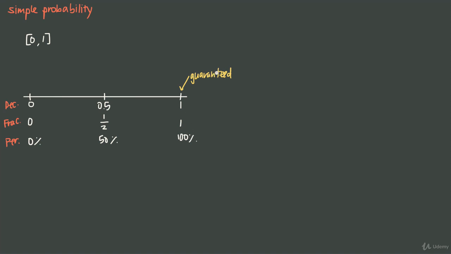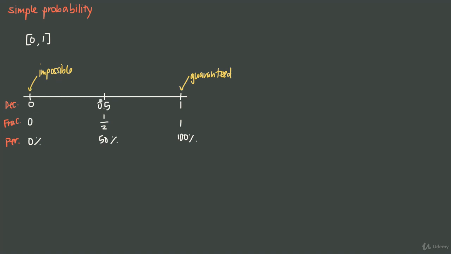That event is guaranteed. If I say the probability of an event is 0, that means it's impossible or it's guaranteed not to happen. Maybe something like if I roll a 6-sided dice and the faces are 1, 2, 3, 4, 5, and 6, what's the probability that I roll a 9? Well, none of the sides of the dice are 9, so it would be impossible to roll a 9, so the probability of that happening would be 0.